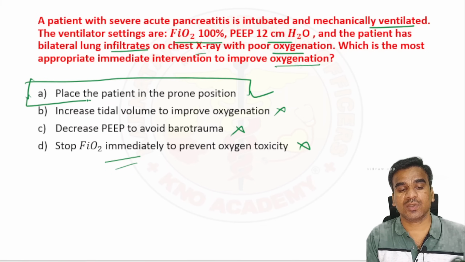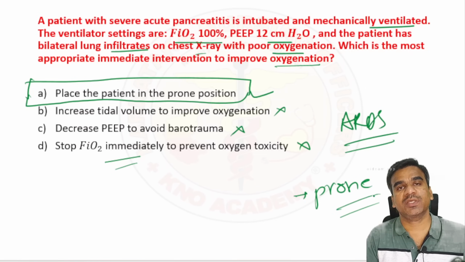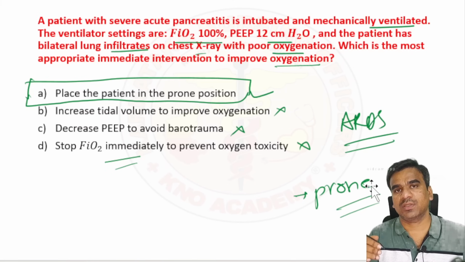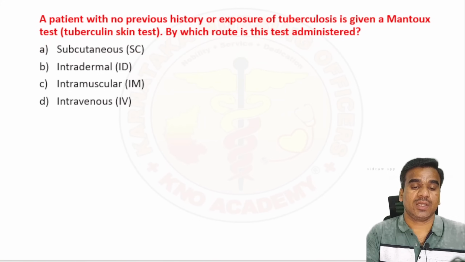I think many of you have seen this during ARDS. The best position in ARDS is prone position. In H1N1 patients who were intubated, we gave prone position previously, and even COVID-19 patients were given prone position. Why? To expand the lung. If you give prone position, the lungs will expand more. So we'll move on to the next question.